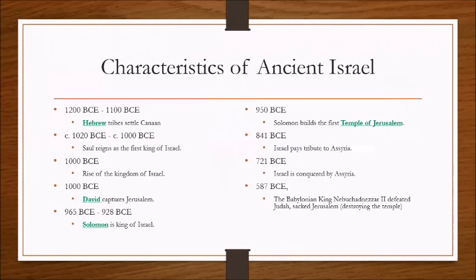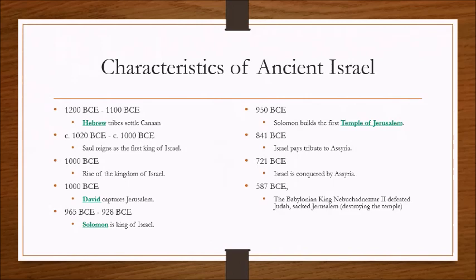And here are some of our characteristics of ancient Israel. So around 3,200 years ago, we're going to start seeing the Hebrew tribes start to settle in Canaan, which is the old name for Israel. In our discussion today, we'll see Saul, the first king of Israel, the rise of the kingdom into prominence, David from the David and Goliath story, and King Solomon, who was perhaps one of the wisest kings of the ancient world.